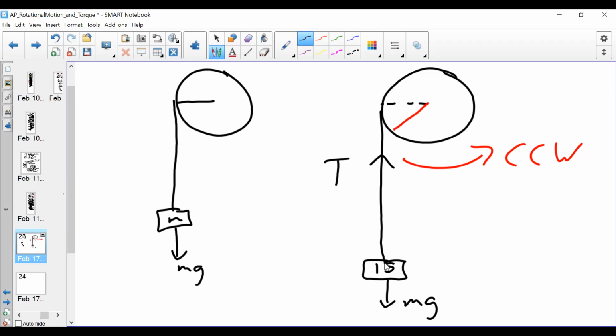It's going to make sense as we get further along. Any questions on the visual of that? Do we see that if I pull this string down, the tension of this string here is going to produce a counterclockwise torque about the pulley?